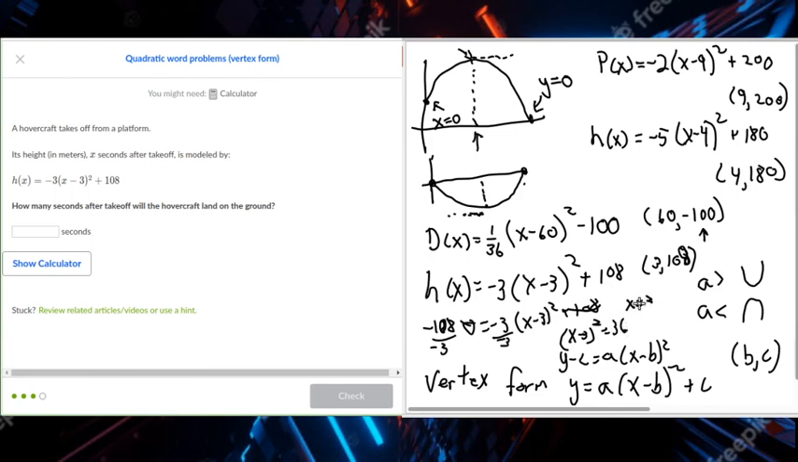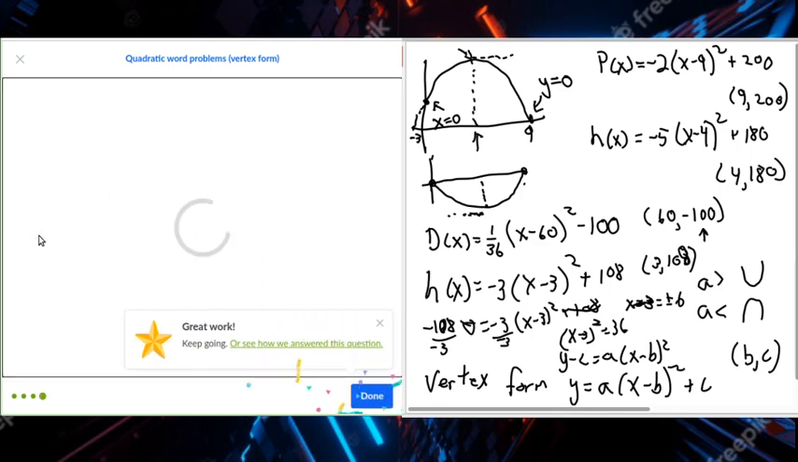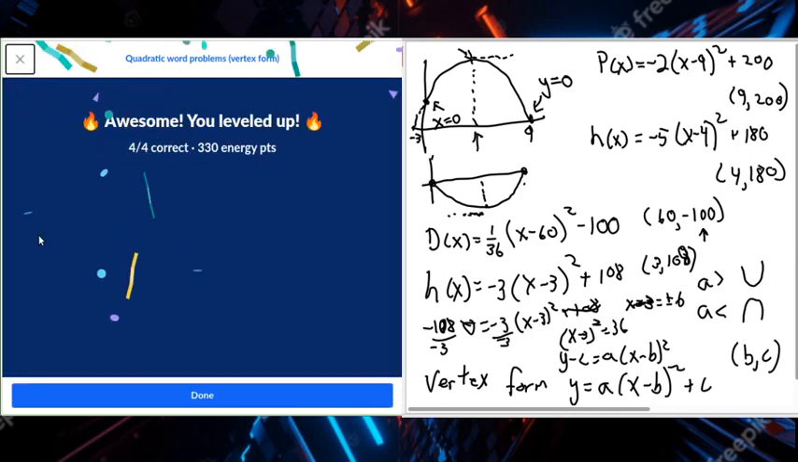x minus 3 is equal to positive or negative 6. I'm going to add 3. So it's 9 or negative 3. So it looks like this, and then it comes out over here at x equals negative 3 or x equals 9. But we're not interested in this negative 3 point. We're interested in that 9 seconds point. When does it land? 9 seconds. All right, and that's how we do vertex form word problems.